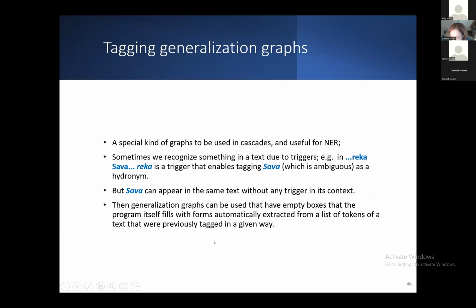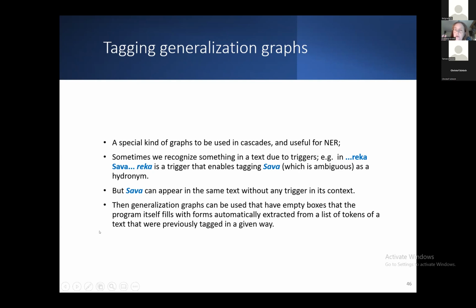Then we have tagging generalization graphs. This is a special kind of graph to be used in cascades, and they are very useful for named entity recognition. Sometimes we recognize something in a text due to triggers. For instance, you have a Reka Sava. Here, Reka, we saw before, is a trigger, and it enables us to recognize Sava, and we tag Sava, which is otherwise ambiguous. But Sava in the same text can appear without any trigger. It sometimes appears with a trigger, but in other cases it does not.